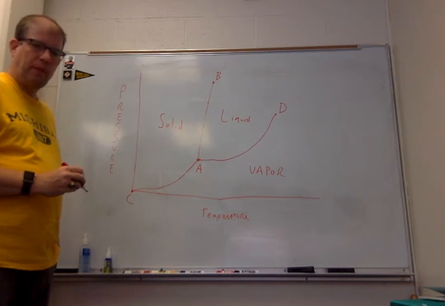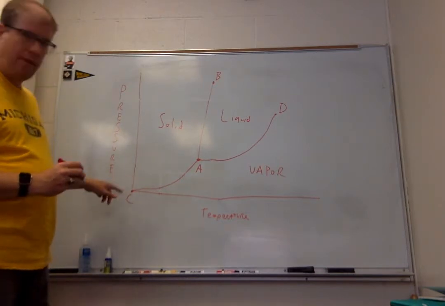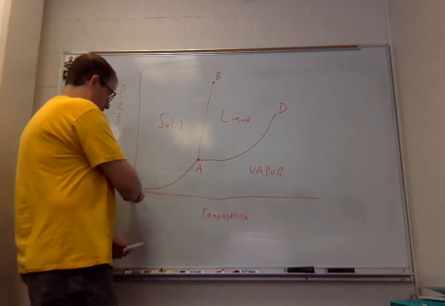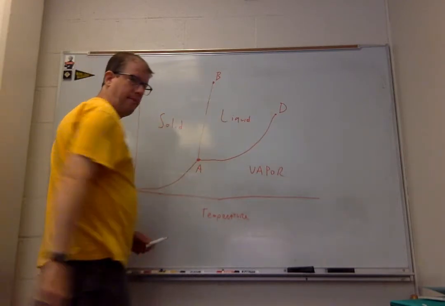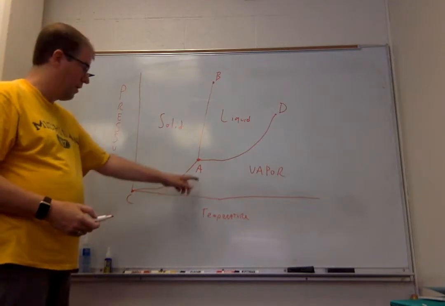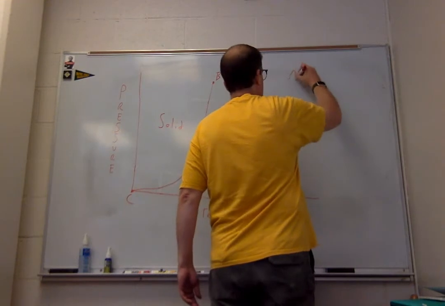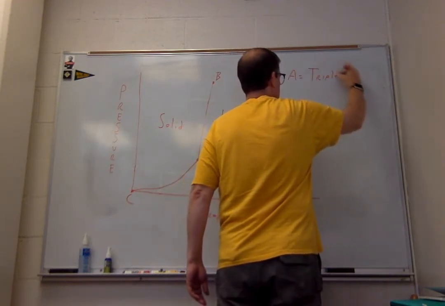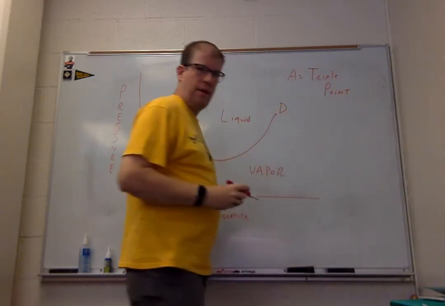What then happens is we have different segments, different lines again, sort of like what we saw in the heating curve. We have a segment C to A, a segment A to B, and a segment A to D. So we're going to look at what all those are. First thing to note, though, is what is point A? A is the triple point.